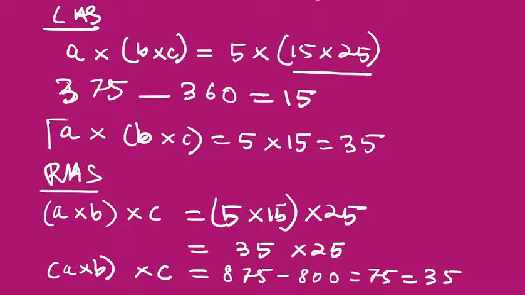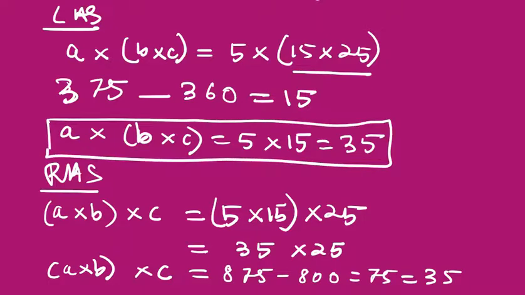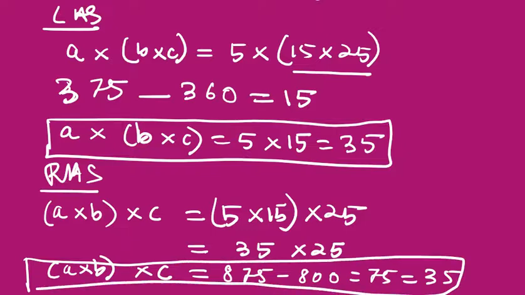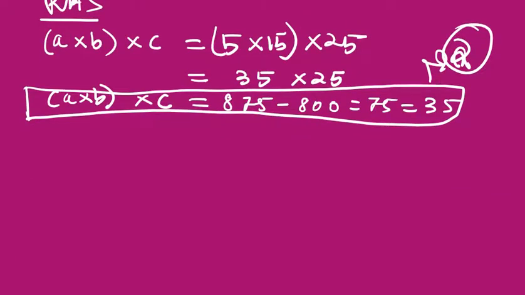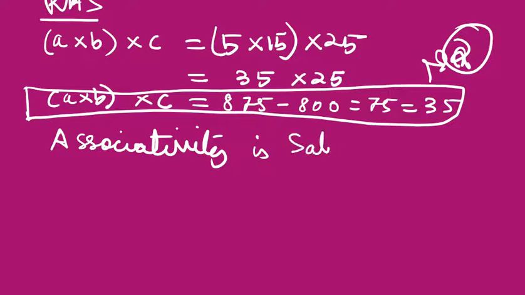So you can see the property here and this here, from 1 and 2, what can we say? Associativity is satisfied. Alright, so once we have satisfied associativity, let's go ahead and check what is the identity element.